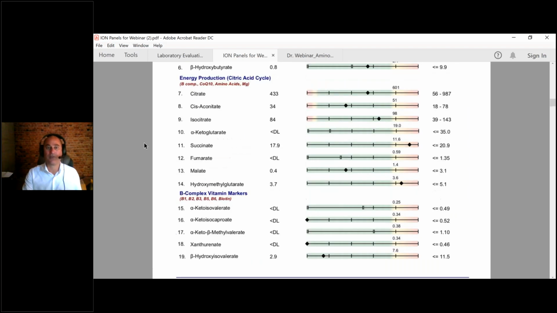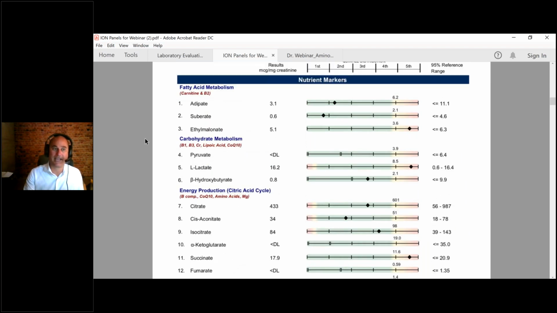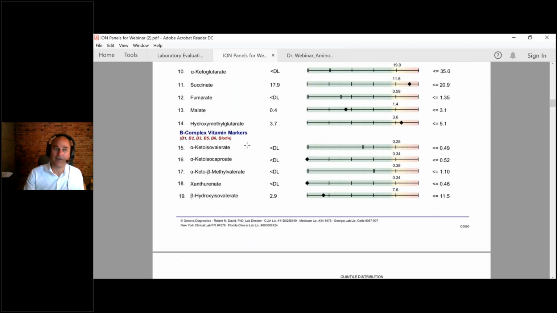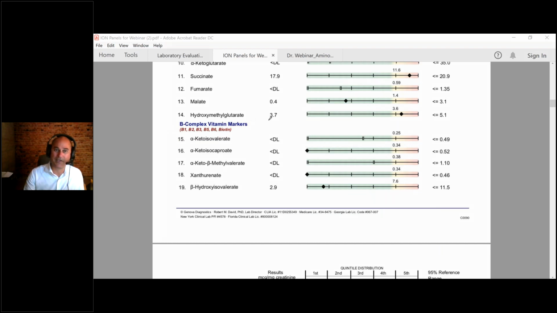If you're looking at the opening portion of this test, fatty acid metabolism, that's all about fats. Carbohydrate metabolism, that's how we break down carbohydrates. And then remember I mentioned earlier, the B vitamins, it's called B vitamin markers here, but really I would rename this as amino acid metabolism. We have fat metabolism, carb metabolism. I'm trying to stick up for amino acids here.